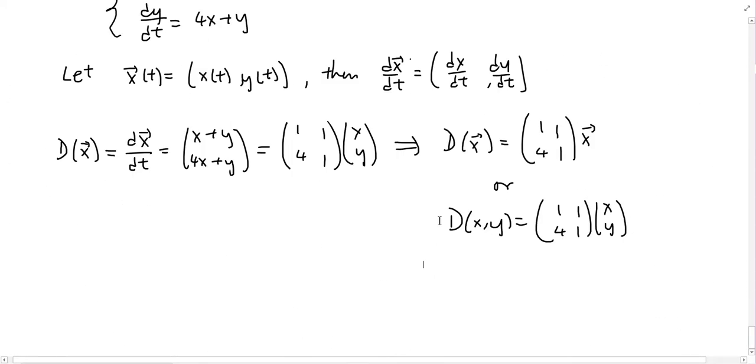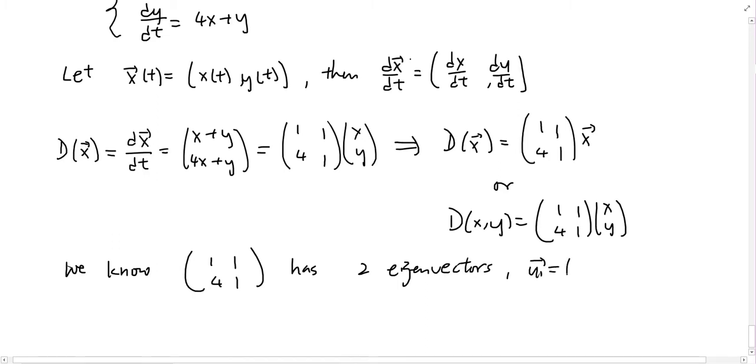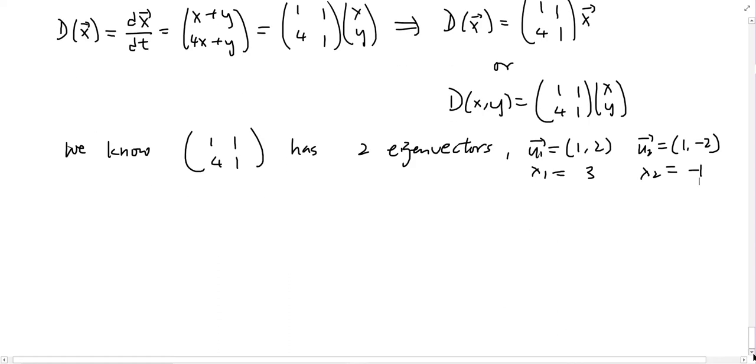So okay, we do know the following. We know the matrix 1, 1, 4, 1 has two eigenvectors, which is vector u1, which is 1, 2, I believe, and then vector u2, which is 1, -2, with corresponding lambda 1, which is 3, and lambda 2, which is -1. So therefore this implies the following. So here's where the magic happens. I cannot solve this system in this form because this tells me that the derivative of x is dependent on both x and y, as well as the derivative of y, which also depends on x and y.